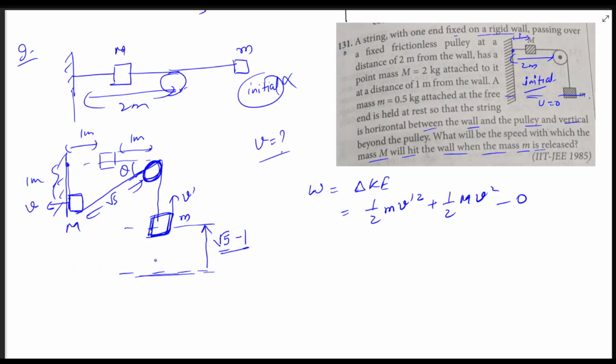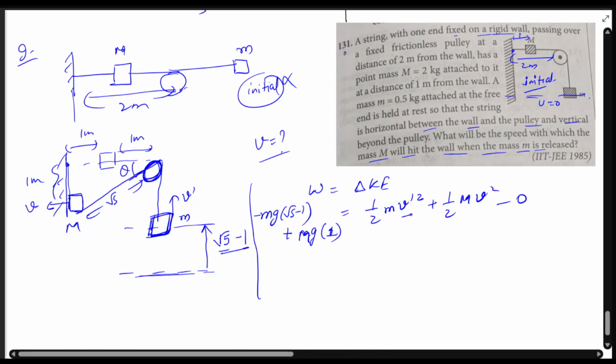Now work done. It has gone up by root 5 minus 1, so we will write minus mg root 5 minus 1. Okay. Perfect. Now this object has gone down by 1 meter, so we'll write plus capital M g into 1. That's it. Now we have to solve this.